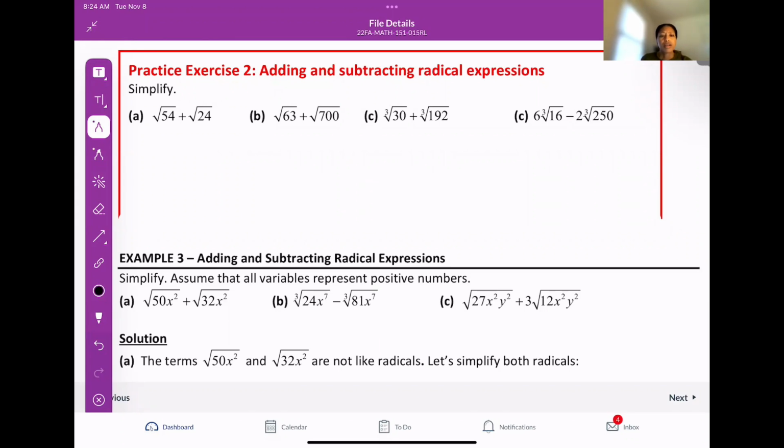For 54, that would be 9 times 6. Is that the largest one? Yeah. So that's the square root of 9 times 6. 24 is 4 times 6. So the square root of 9, we know that's 3. So the square root of 54 becomes 3 square root of 6. The square root of 4 is 2. So this is 2 square root of 6. And then now we see that we have like radicals there. 3 plus 2 is 5. So this gives us 5 square root 6.